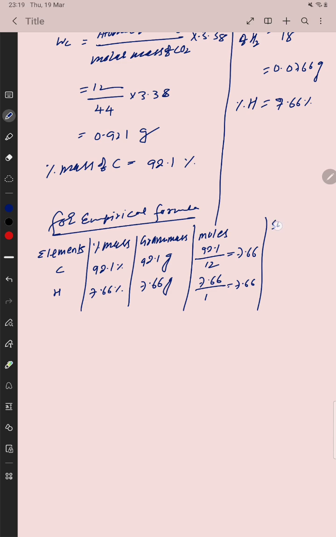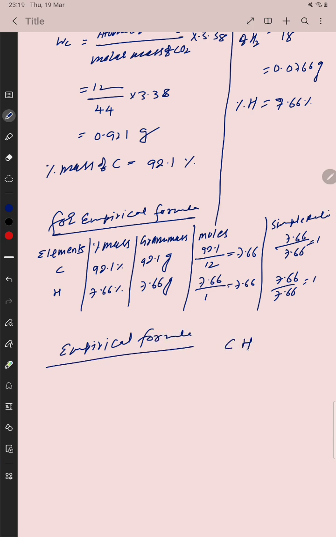Simple whole number ratio, you calculate. 7.66 upon 7.66 equal to 1. 7.66 upon 7.66, it is again going to be 1. So this is a whole number ratio. So the empirical formula, what will it be, students? CH. This is the empirical formula.